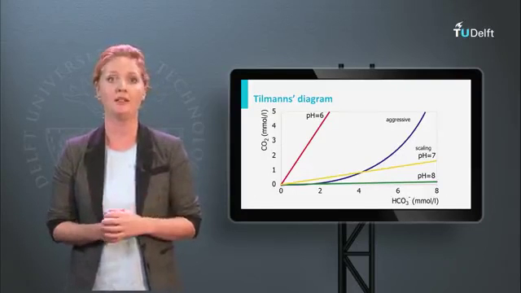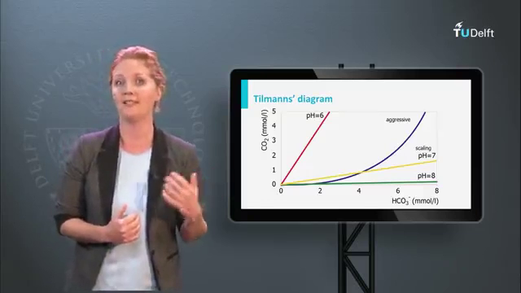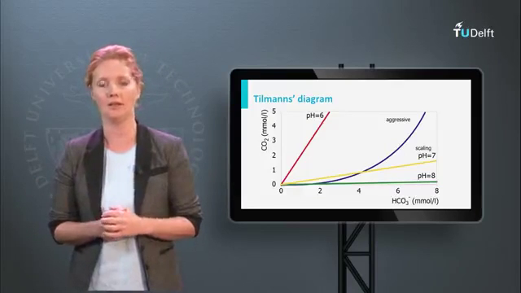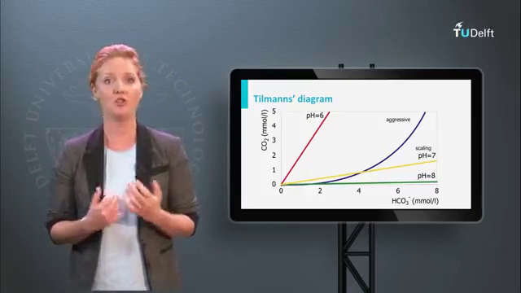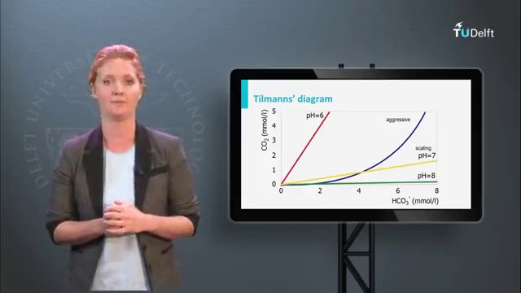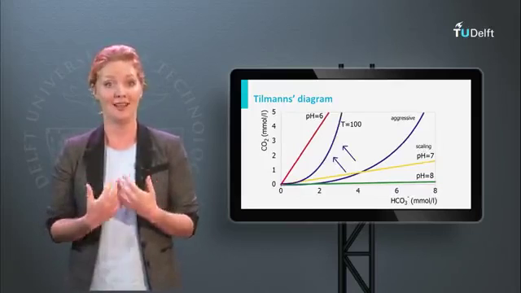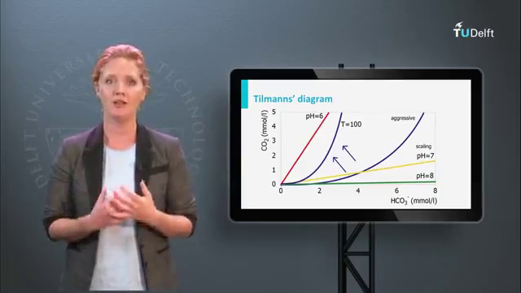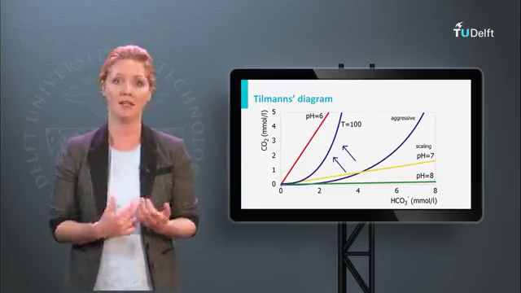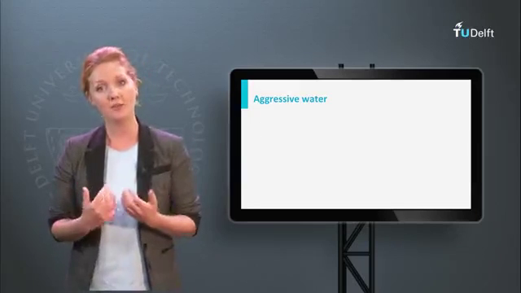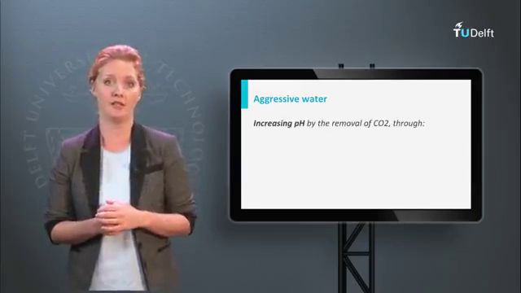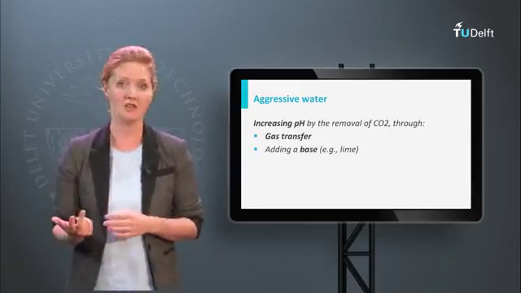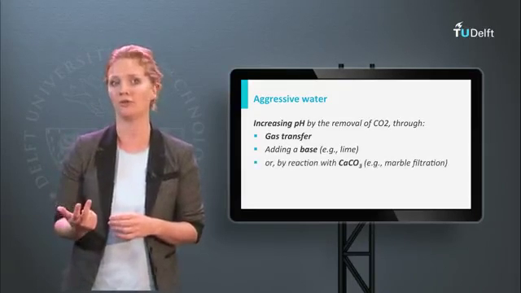The blue equilibrium line separates the aggressive water, or calcium carbonate dissolving water, above the line and the calcium carbonate precipitating water below the line. The curve is temperature dependent and will shift upwards at higher temperatures. This illustrates that when water in equilibrium is heated, for example in a water cooker, it may become calcium carbonate precipitating, causing scaling on the equipment. The pH of aggressive water can be increased by the removal of CO2, for example by gas transfer, adding a base, or a reaction with calcium carbonate, for example during marble filtration.